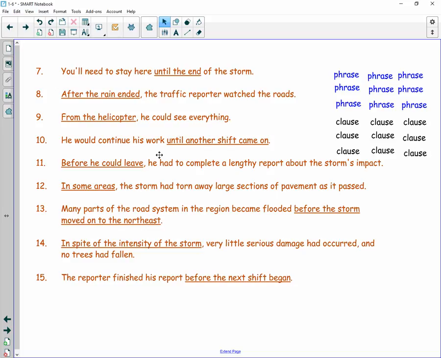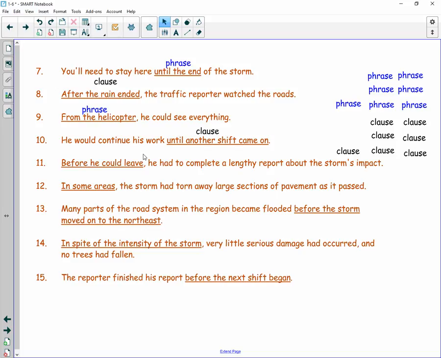If it has a verb, it's a clause. If there's no verb, it's a phrase. Until the end, no verb, so that's a phrase. After the rain ended, ended is a verb, so that is a clause. From the helicopter, no verb, so that's a phrase. Until another shift came on, came is a verb, so that's a clause.